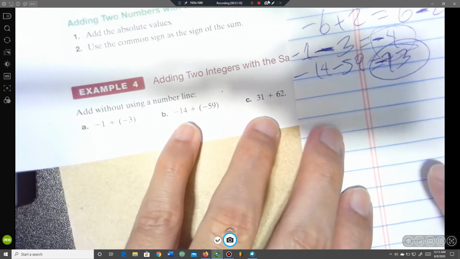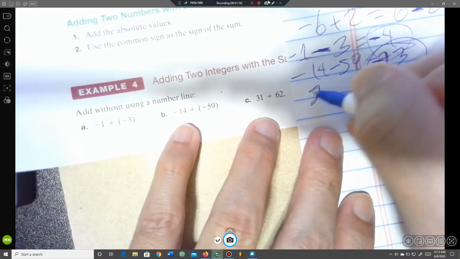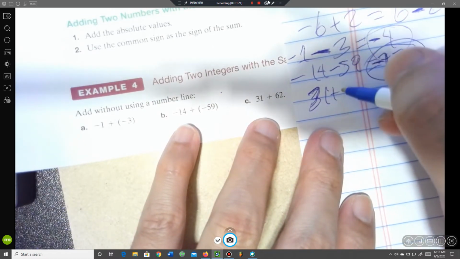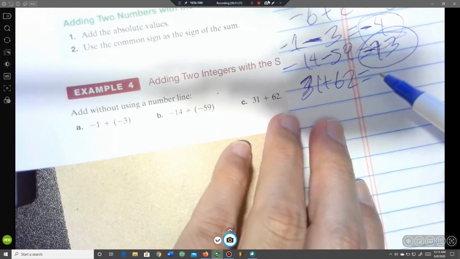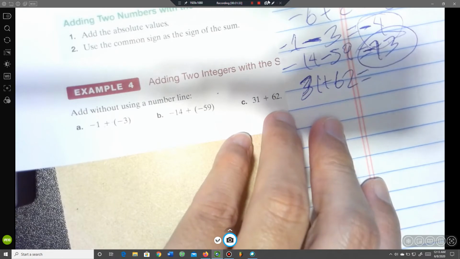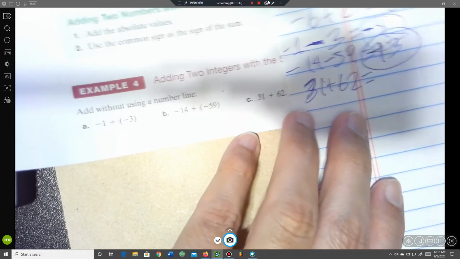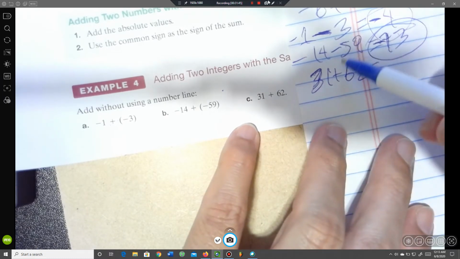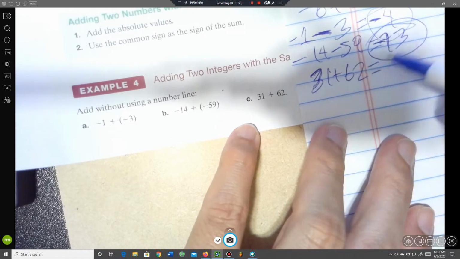All right. And then here, both of them are positive. 31. Oh, I forgot to do this by hand. I'll go back to it. Hold on. 62. Oh yes, because I won't let you use a calculator during the test. On any tests, you cannot use a calculator. Whenever you take your test, you won't be able to use a calculator. So you need to do this in your head, or writing it down.